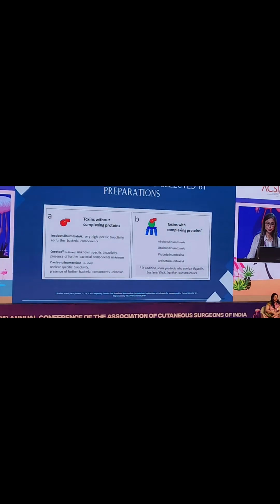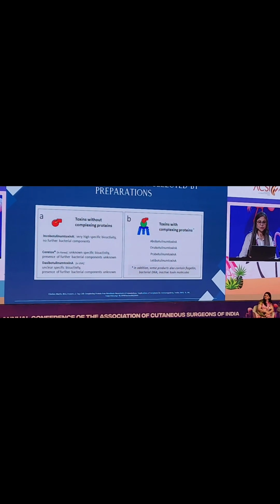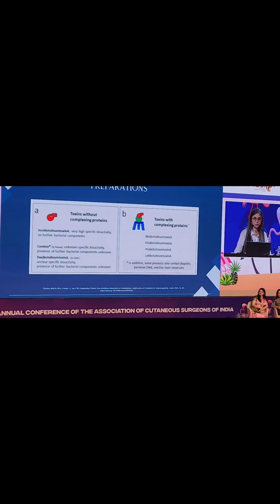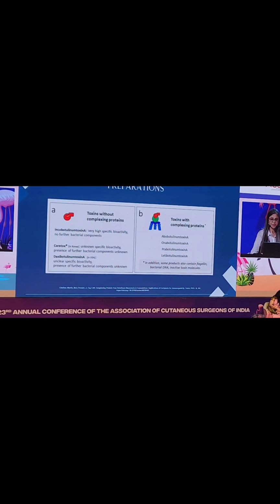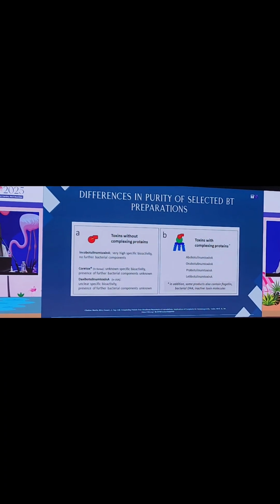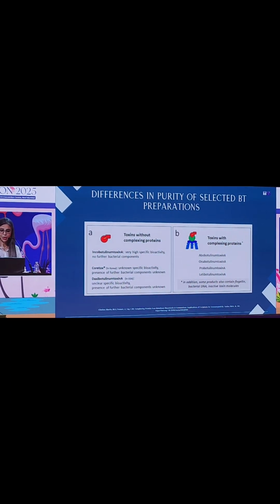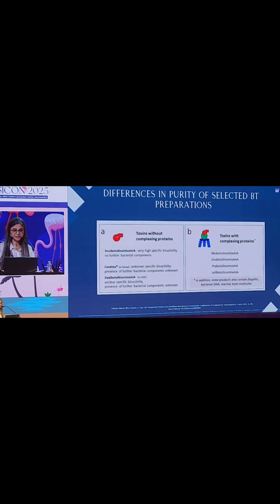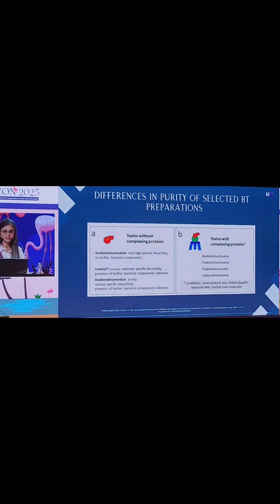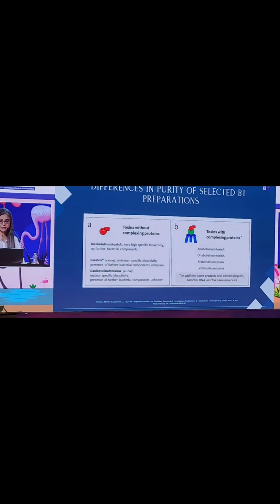The differences that we see are what divide these toxins. We go to the next slide. These include the incobotulinum, the onabotulinum, the prabotulinum and the letibotulinum. These have in addition some products. Also some contain the flagellin and the bacterial DNA, and inactive toxin molecules.